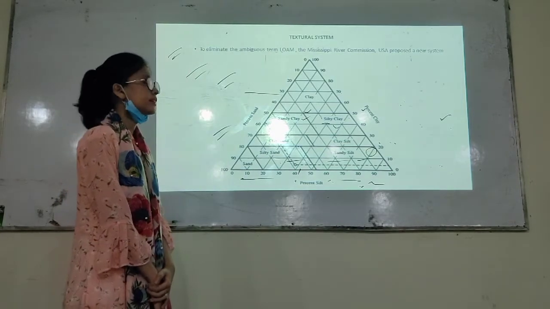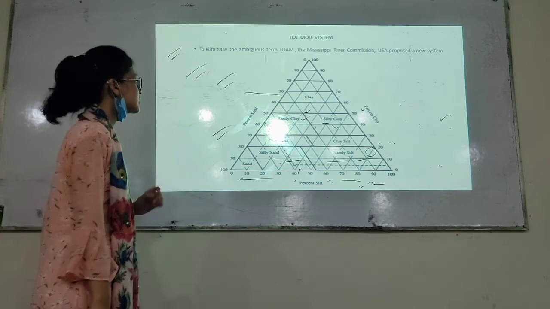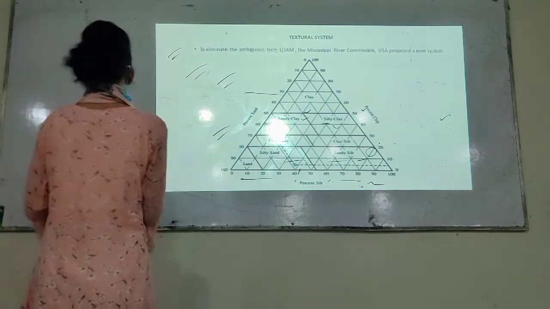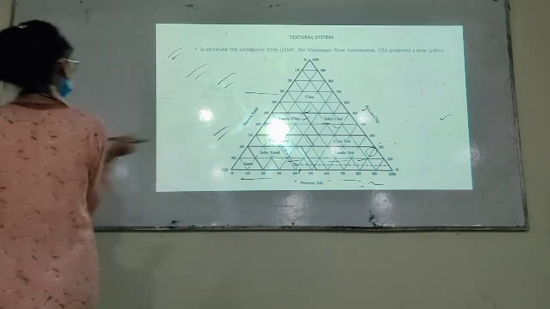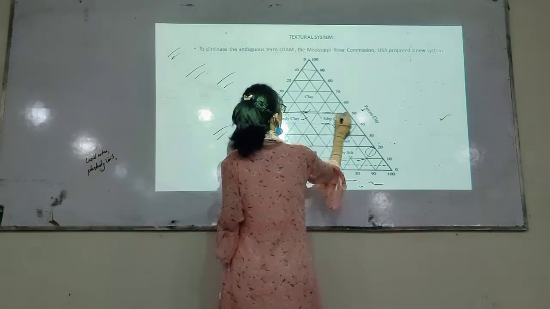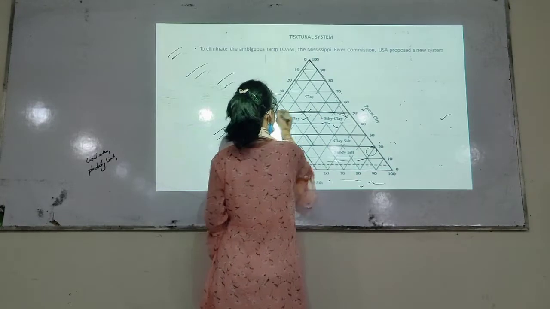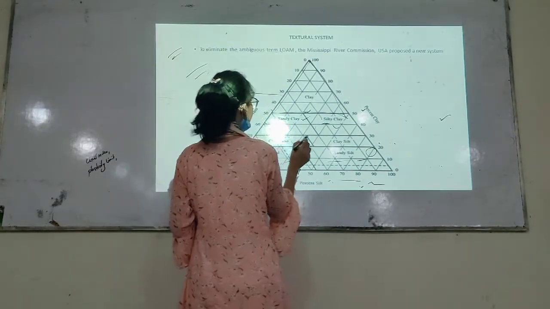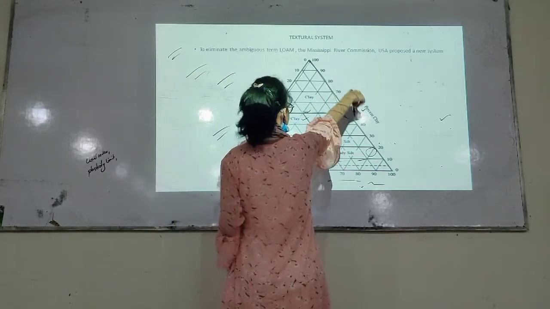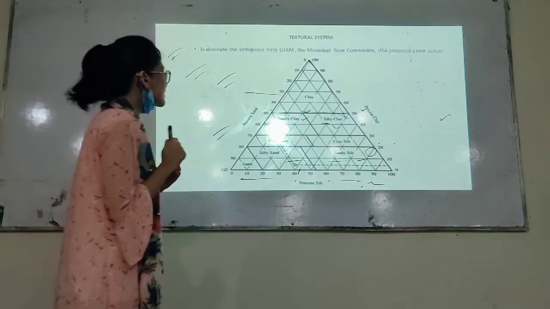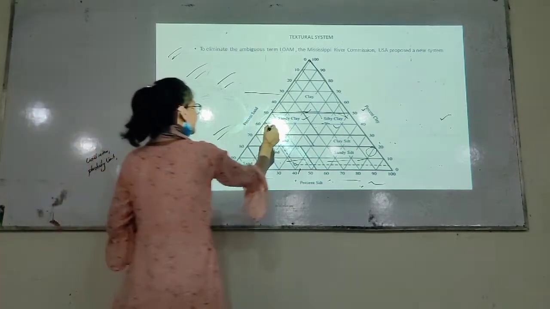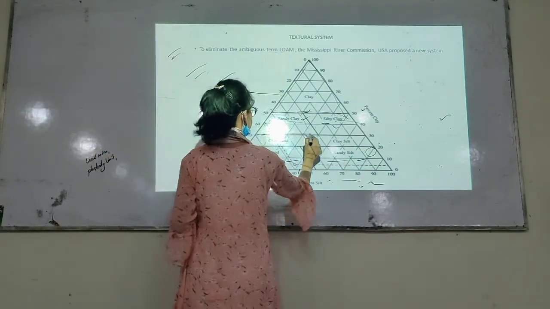That's why the Mississippi River Commission system modified this textural classification chart without the word loam. Here it is seen in the graph that this whole part is named clay because the percentage of clay is higher, 50 to 100%. Boundaries have been given for different types of particles like sandy clay, silty clay, and clay sand.